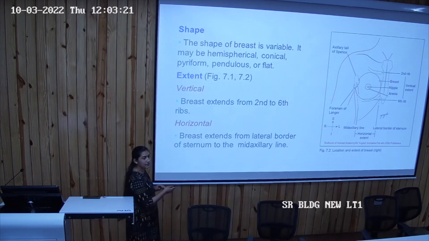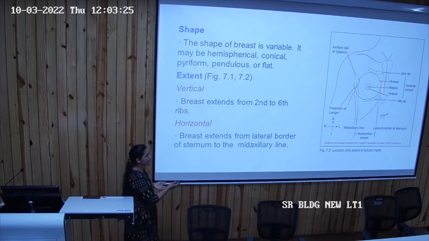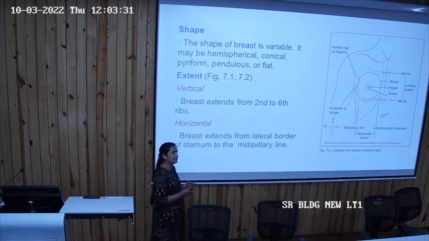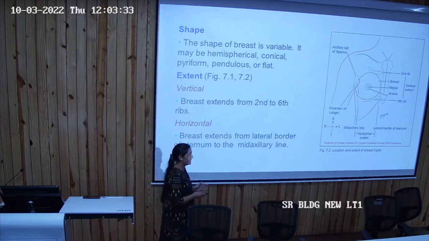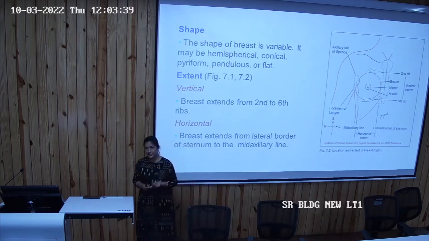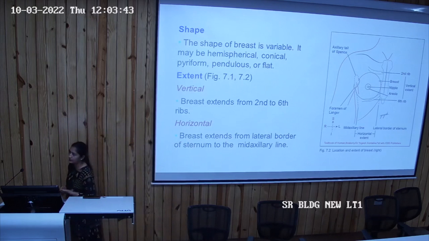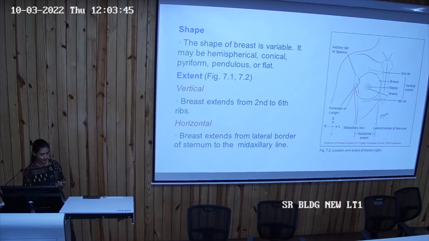What is lying towards the midline is the sternum. Right? From the medial border of the sternum to the axilla. Now in the axilla you have the anterior axillary line, mid axillary line, and posterior axillary line. So this is up to the mid axillary line. Vertical extent is the 2nd to 6th ribs, and the horizontal extent is the lateral border of the sternum to the mid axillary line.